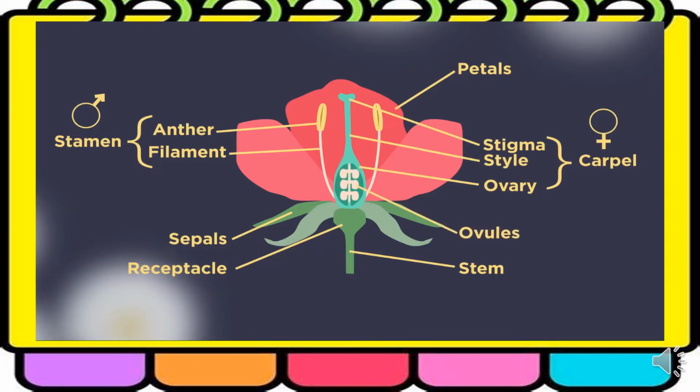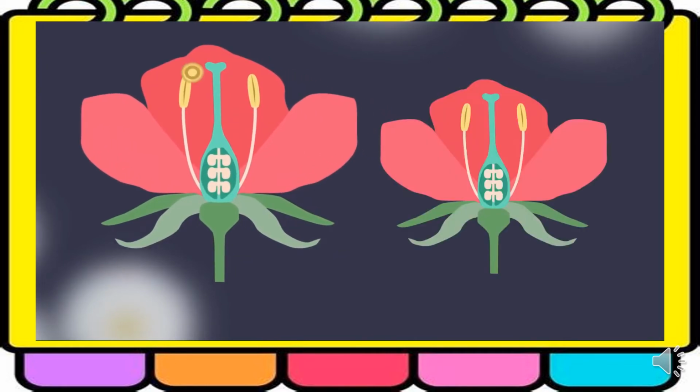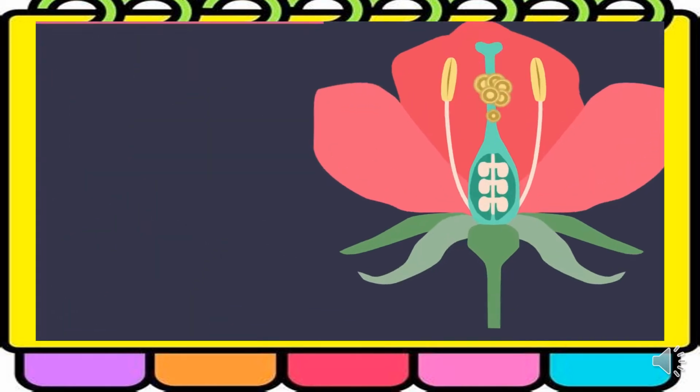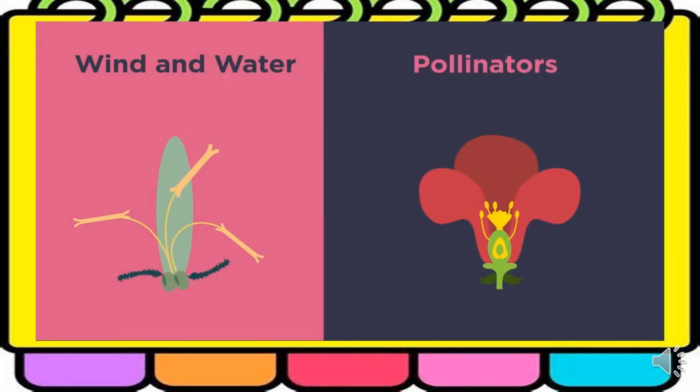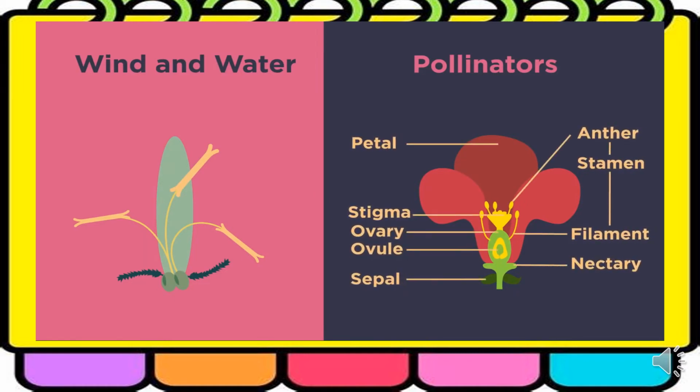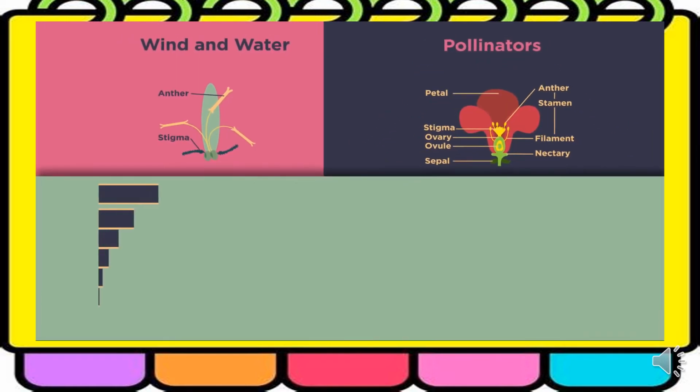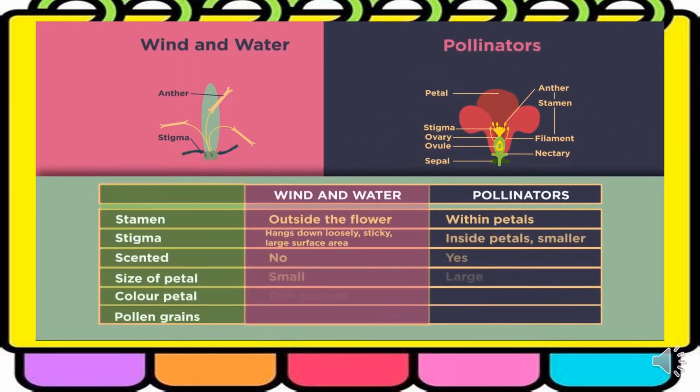So how does pollination work? Pollination is the transfer of pollen from the male anther of one flower to the female stigma of another. Flowers can be pollinated in different ways, by wind and water, or by pollinators such as insects, birds, and other animals. Flowers pollinated by pollinators are structurally different from those pollinated by wind or water. Look at the differences in size, scent, and color of the petals, and the positioning of the stamen and style. Here are some key differences. Why do you think they are different?